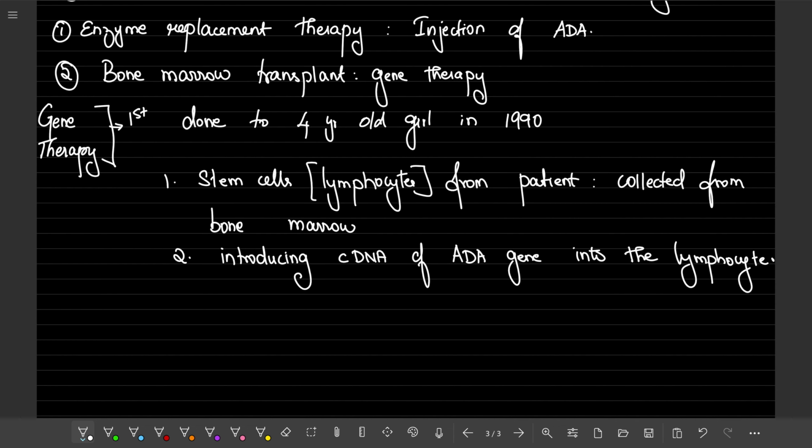lymphocytes. So many things are happening in this statement. So what are we doing? We are introducing cDNA. What is cDNA? Who can tell me what cDNA is?